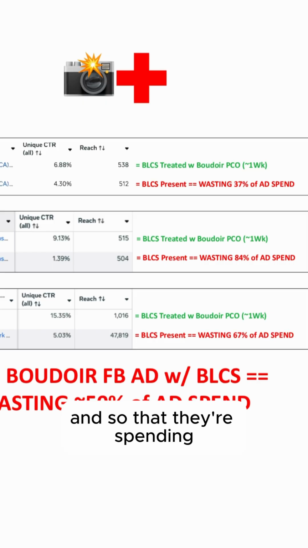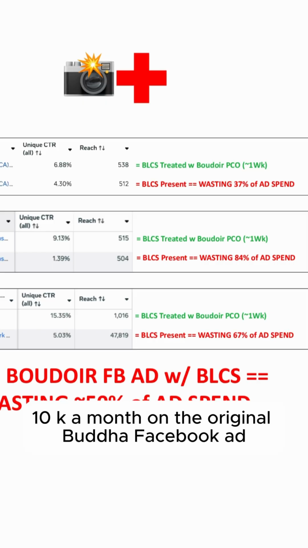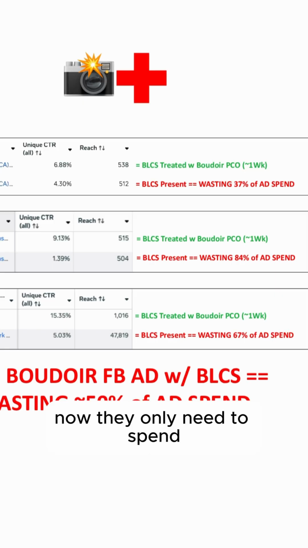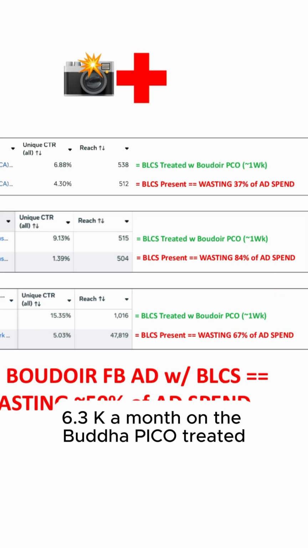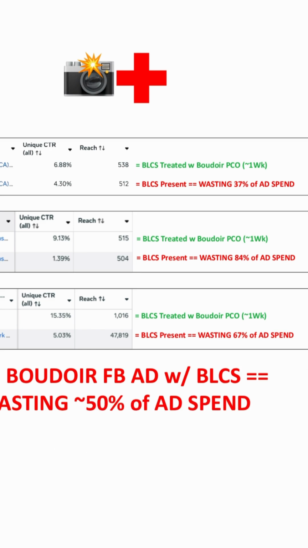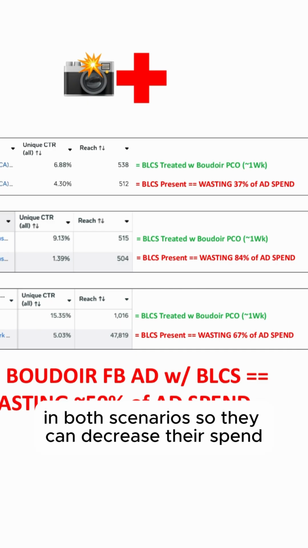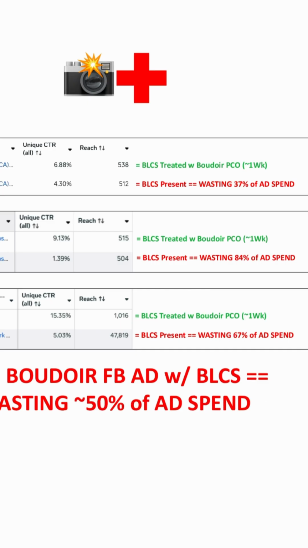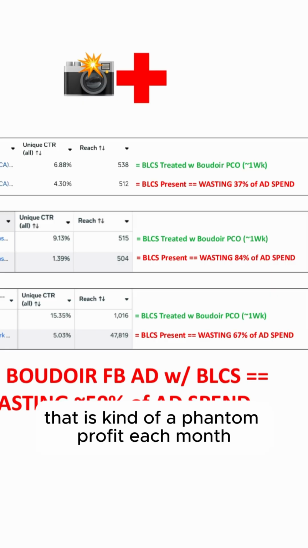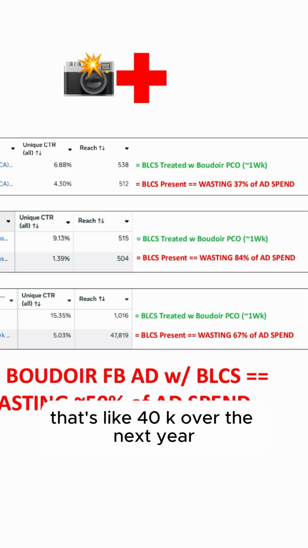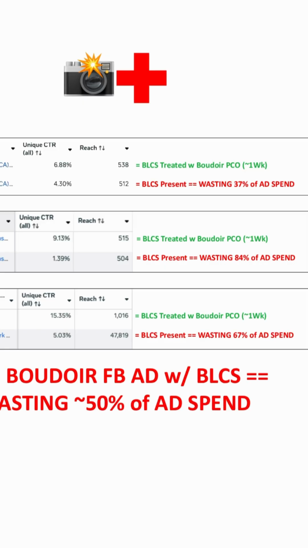So they're spending 10K a month on the original Boudoir Facebook ad. Now they only need to spend 6.3K a month on the Boudoir Pico treated Facebook ad, and they'll get their ad into the same number of women's brains in both scenarios. So they can decrease their spend by $3,700 a month, pocket that as kind of a phantom profit each month. That's like 40K over the next year without having to do anything.